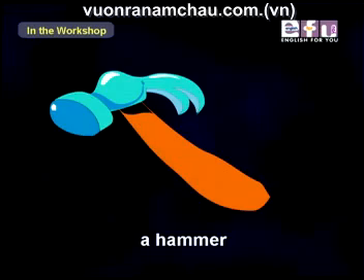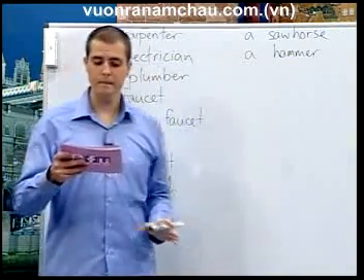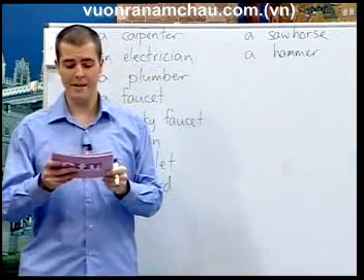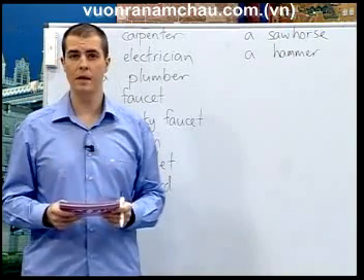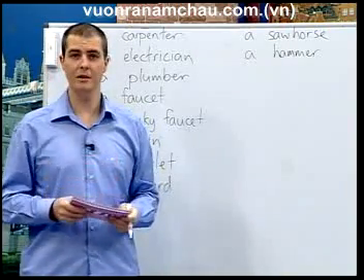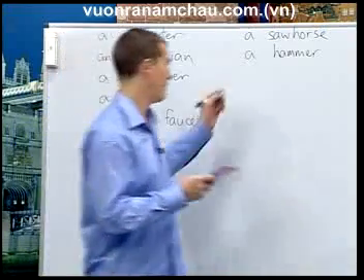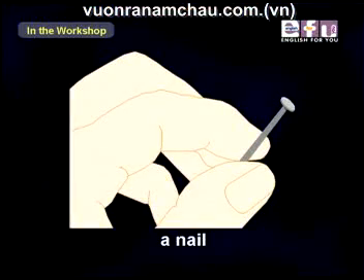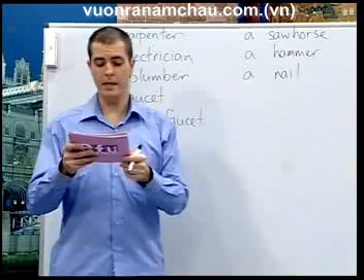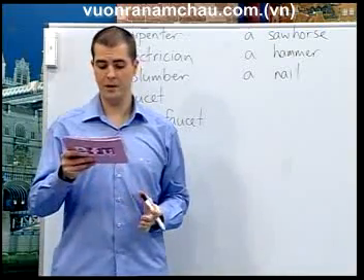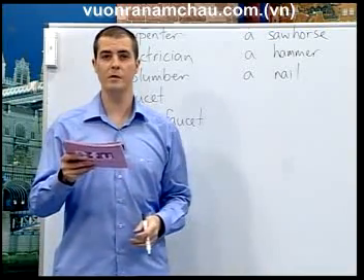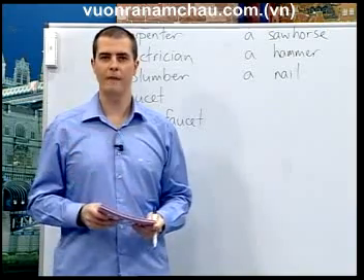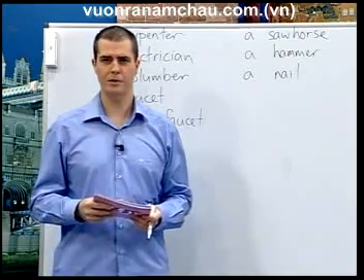A hammer is a tool with a heavy metal part on a long handle, and it's used for hitting nails into wood. And what's a nail? A nail is a thin, pointed piece of metal which you force into a piece of wood with a hammer to fasten the wood to something else.